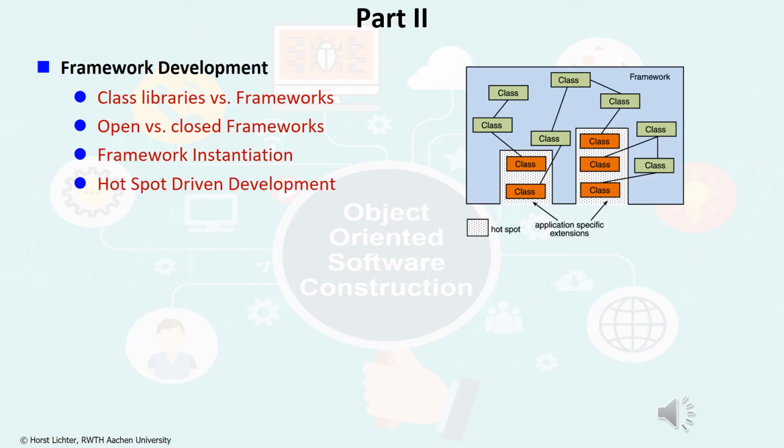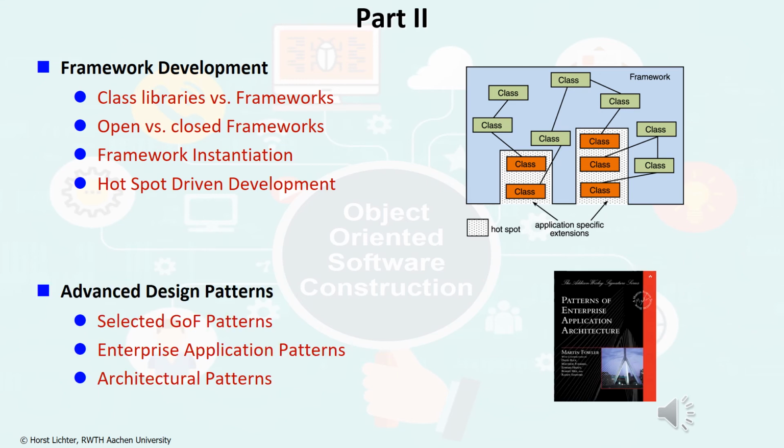Application frameworks are reusable in a specific domain. We discuss class libraries in comparison to frameworks, explain the difference between open and closed frameworks, and introduce the concepts of variability and extensibility in the context of framework instantiation. Finally, we present an approach for developing application frameworks based on the defined hotspots.